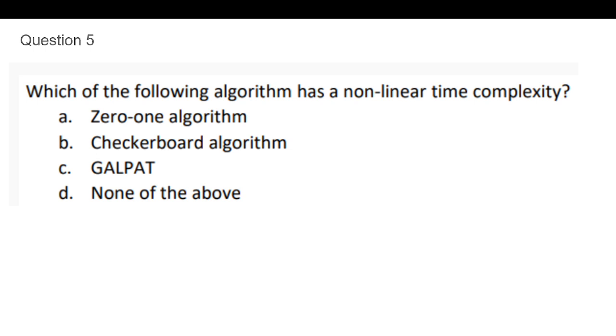Next question, which of the following algorithms has a non-linear time complexity? The time complexity of the 0-1 algorithm is 4n, and for the checkerboard algorithm it is 4n again. And for the GALPAT algorithm, it is 4n square. So you can see this algorithm is of the quadratic type, so it's non-linear. So the right answer is option C.